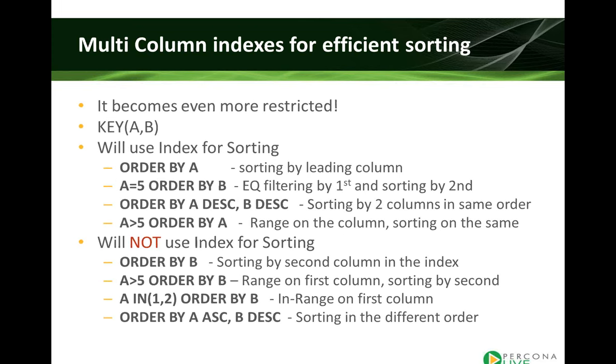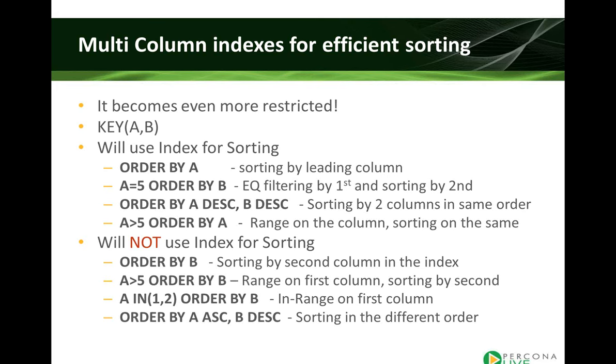Sorting applies even more restrictions when it comes to getting efficient sorting. Let's look at the example here. You have an index on two columns, and all of these cases will be able to use the index for sorting very efficiently. If you have just a sort by the first key part, or if you have an equality constraint on the first key part and sort by the second, or if you're sorting by the first column in the same direction, right? Or if you have a range on the column which is the first key part, at the same time as you sort by that column.